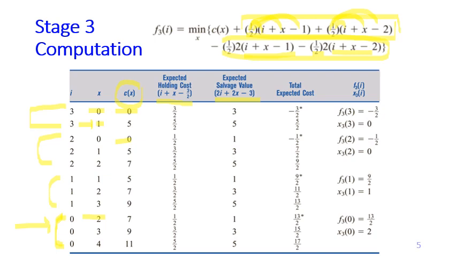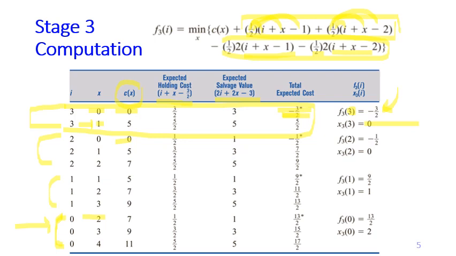Now here, if your beginning inventory equals 3, you have two possible decisions, and among them you pick the one with the minimum, with the smaller cost. So here it says that if at the beginning of month 3 you have 3 units in the inventory, the best decision is to produce 0 items such that your expected cost is minus 3 over 2. In other words, you earn 3 over 2 dollars.